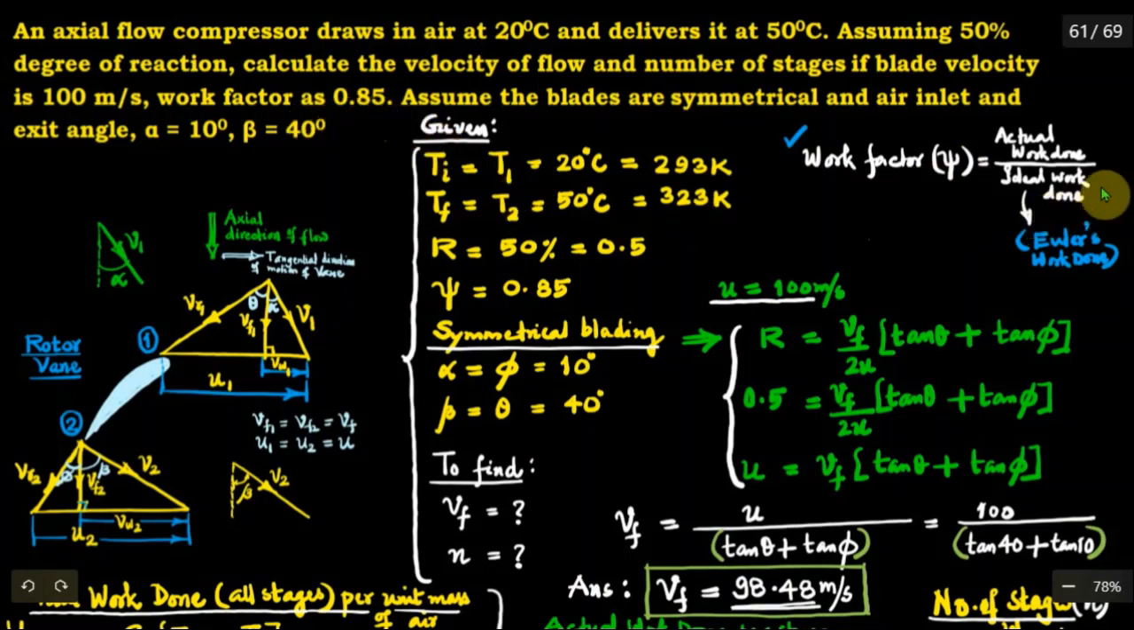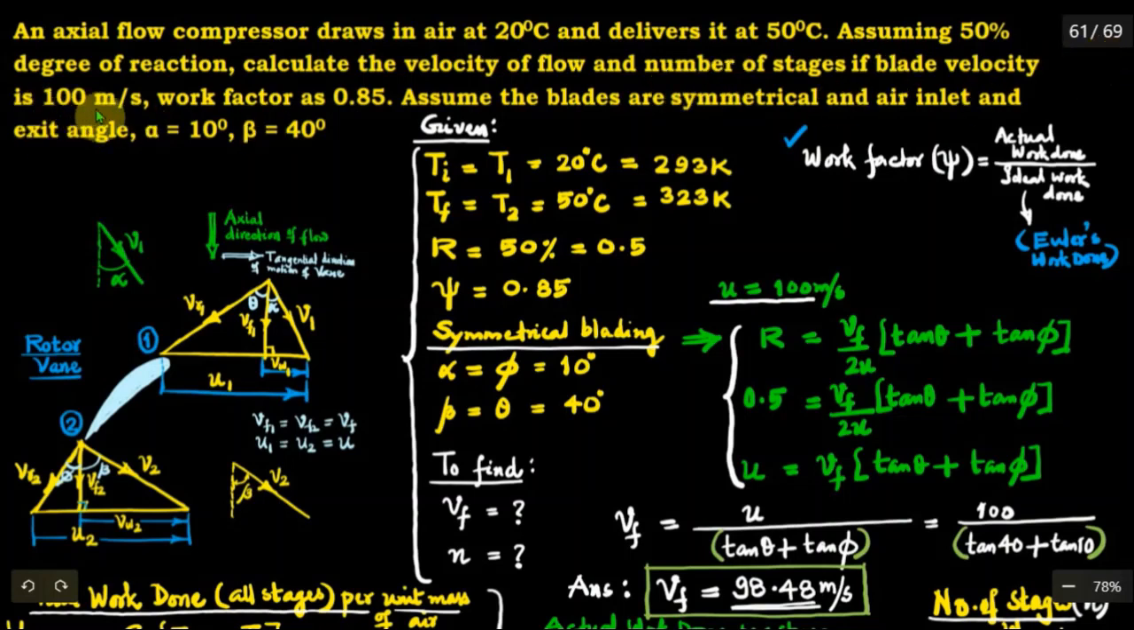And in the case of centrifugal compressors, this value psi is greater than 1. Here it is given as 0.85. So we are going to use that. And the number of stages, small n, we have to find out, and the axial velocity of flow, that is constant in the case of an axial flow compressor, that also needs to be found out.